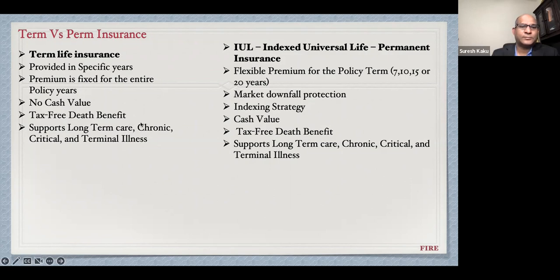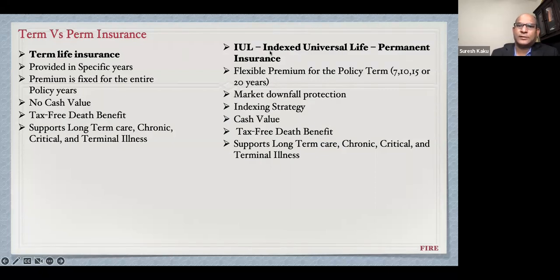Also, this one has what we call living benefits. They are called chronic, critical, and terminal illness. Unfortunately, if something happens during the policy term, we can also use the money from this policy for any of these. Critical means any major heart attack, stroke, stuff like that. Chronic means if you're not able to perform 2 of the 6 activities of daily living. And terminal means if the doctor says the person is going to die in the next 2 years, we can get 90% of the policy amount upfront.